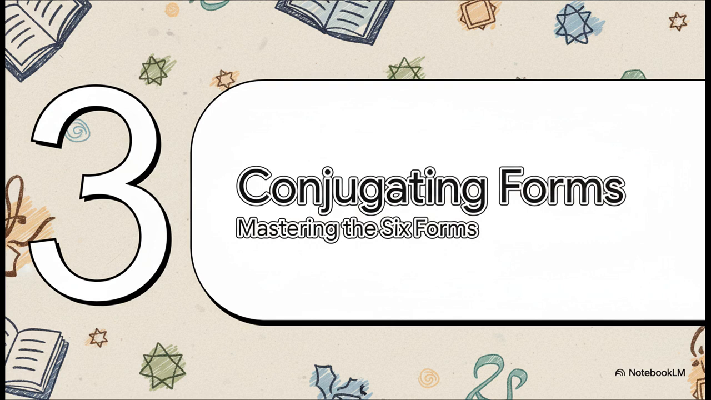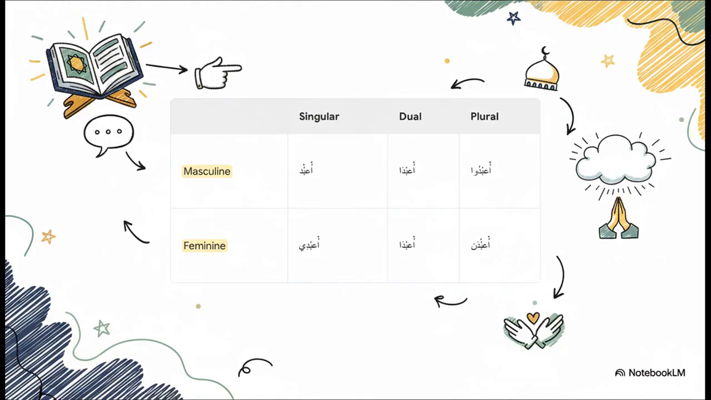Well, that basic rule we just learned is the key to unlocking all 6 of the imperative forms you'll ever need. So here's the full set for our verb to worship. You can see the one we just made, u'bud, for a single male. Then for 2 males, it's u'buda. For a group, u'budu. For a single female, u'budi. For 2 females, it's the same as the guys, u'buda. And for a group of women, u'budna. See that consistent dhamma on the first letter all the way through? That's our rule in action.